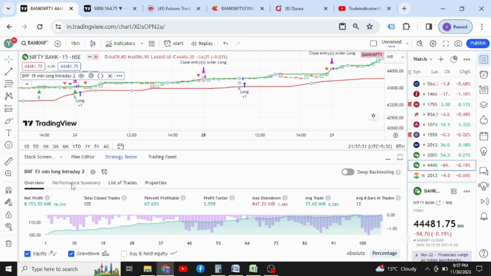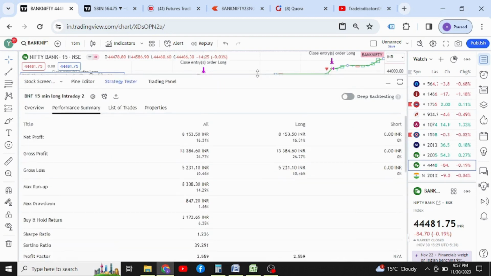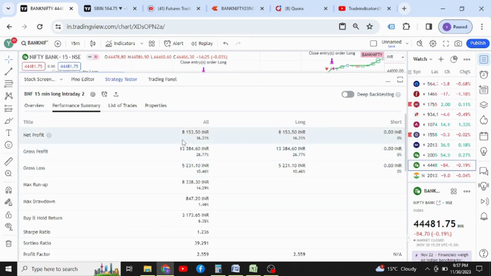Now I'll take you through the performance summary first, and you can see this is the net profit. This is the gross profit, and the gross loss is this much, max run-up is this much, max drawdown is this much, and buy and hold. If somebody had bought in February, they would have got 3,100. We have beaten this by more than twice, approximately 2.5 times, I think. Yeah, more than 2.5 times. So this is how we went.